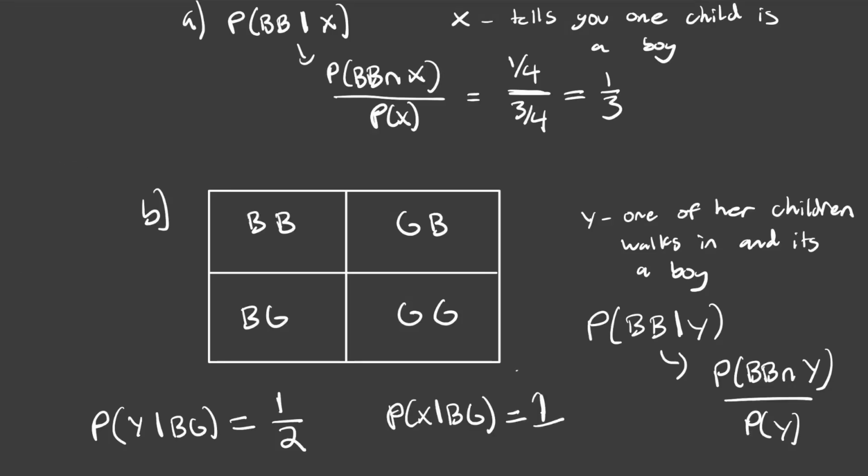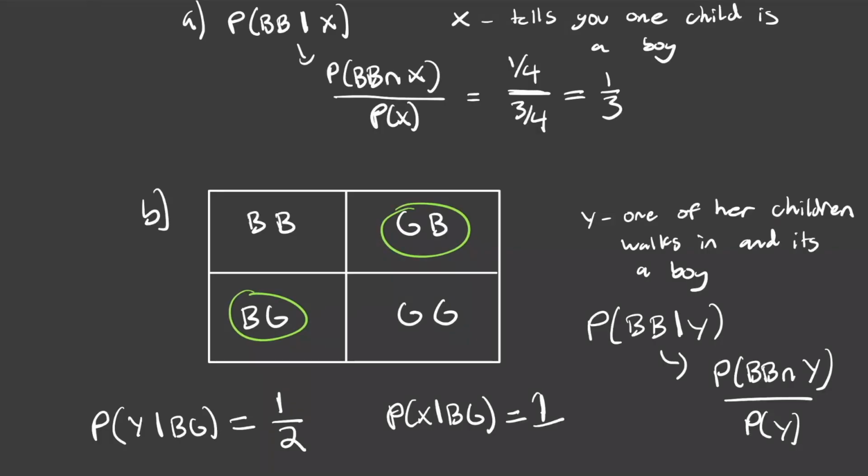So in part A, she tells you that one of the children is a boy, so that only rules out this girl-girl case, and all 3 of these scenarios are now equally likely. But in this situation, in part B, we essentially just sampled one of the kids randomly, right? One of the children walked down and it just happened to be a boy, which doesn't happen 100% of the time in these boxes here.